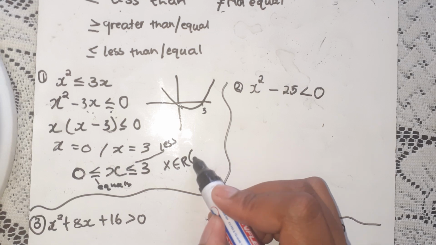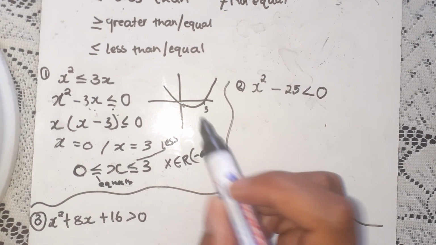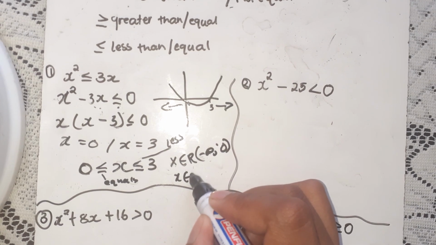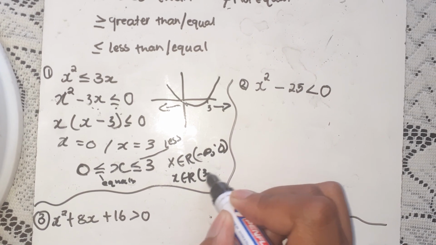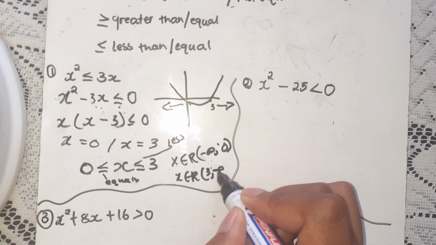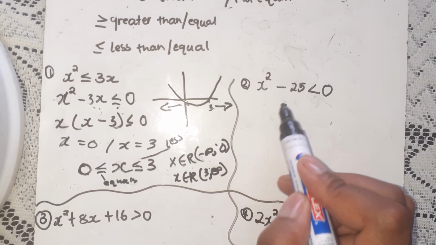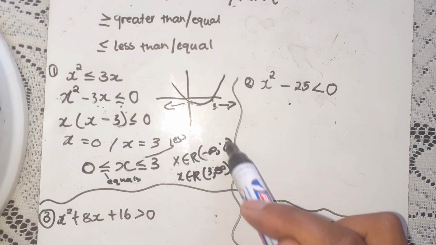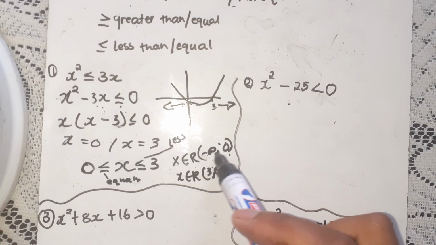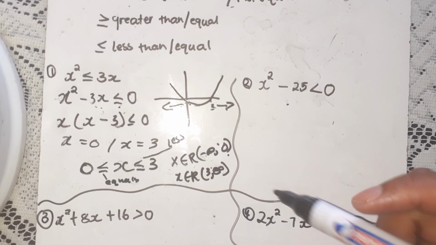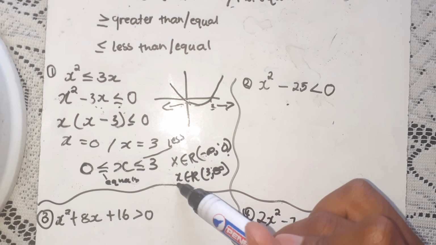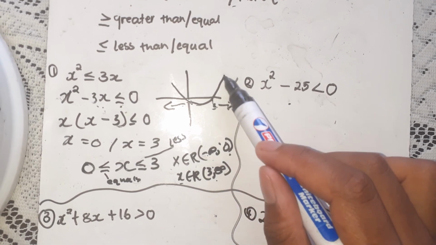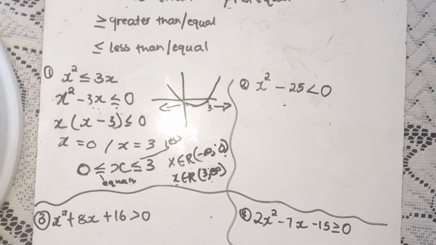You say from negative infinity to 0. So this side and this one, this side. And then x is an element of a real number from 3 to positive infinity. Positive infinity is this side. Negative infinity is this side. So we're starting from negative infinity to 0, where x is less than or equal to 0. Then here again we are saying from 3, which is here. So you write a graph like that.